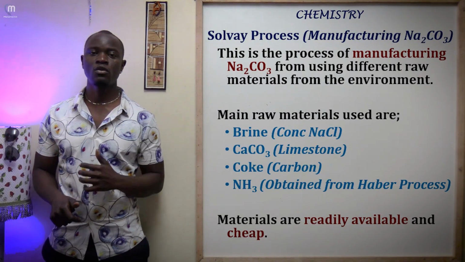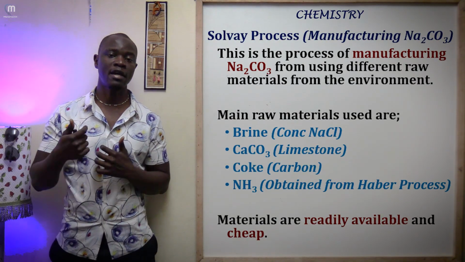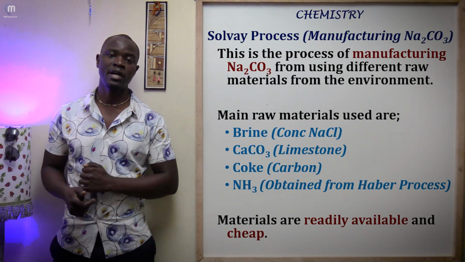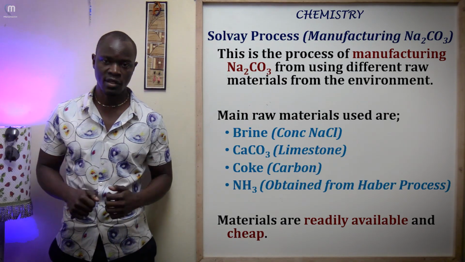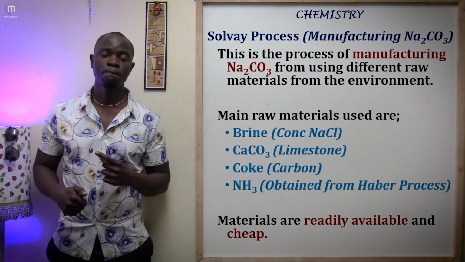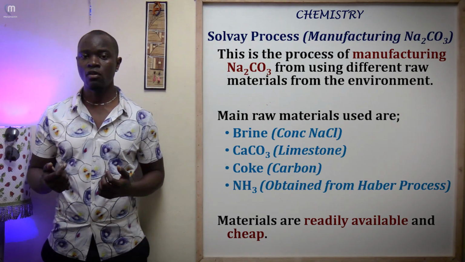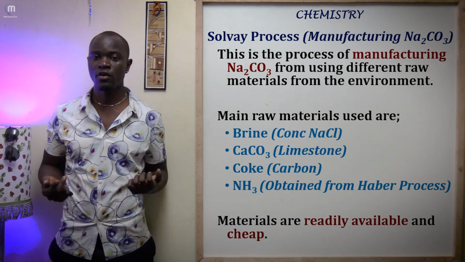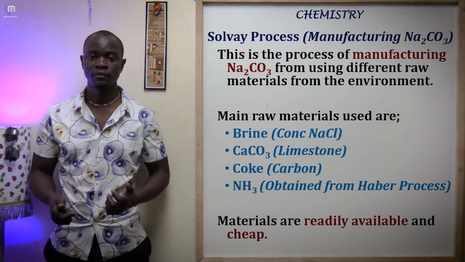These raw materials were chosen because they are readily available and very cheap. So if in the exam you are asked to explain why it is advisable to use these raw materials, you say it's advisable because, first of all, the raw materials are readily available, and after that, they are very cheap. Since they are cheap, it is very easy for us to manufacture the sodium carbonate that we desire.